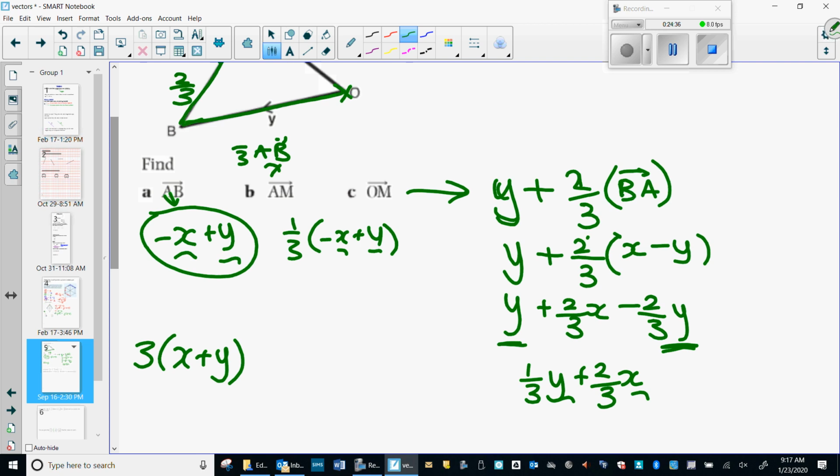Because it's not outside of the bracket. This is a separate term. Okay, it's not in a bracket. Lots of people do that too. How do you get the Y? Why did the Y change? Because here I had 1y, take away 2/3 y, and that left me with 1/3 y.